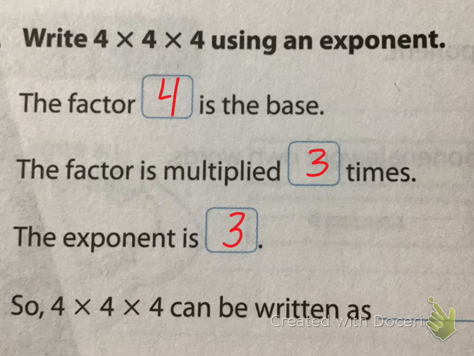And then how could I write 4 times 4 times 4? You could write it as 4 with an exponent of 3. We would say 4 with an exponent of 3. We could say 4 to the 3rd power. We could say 4 cubed. They all mean the same thing, as long as you know that the little 3 goes there. That little 3 is indicating we're not writing 4 times 3. We're writing 4 three times and multiplying it.